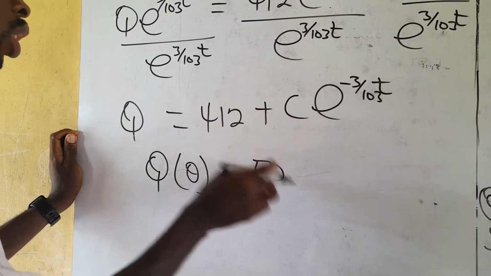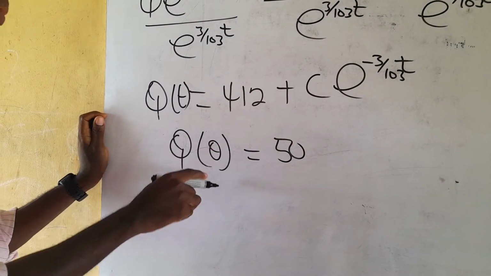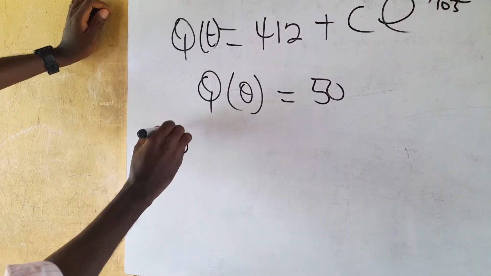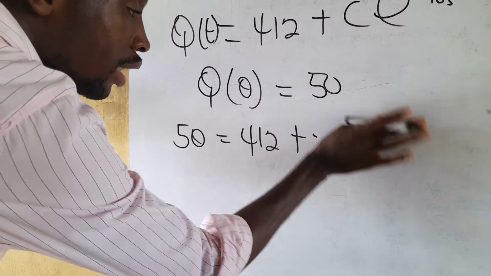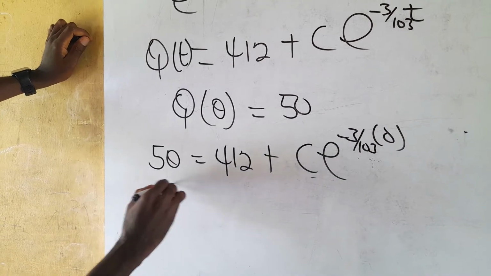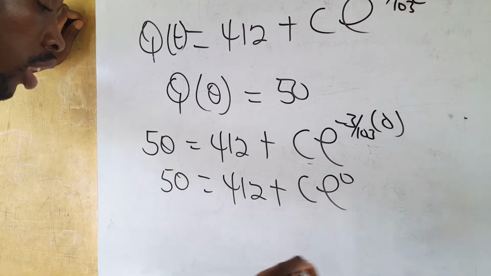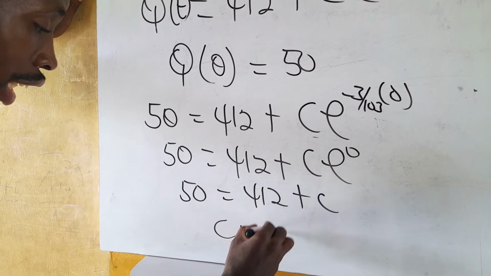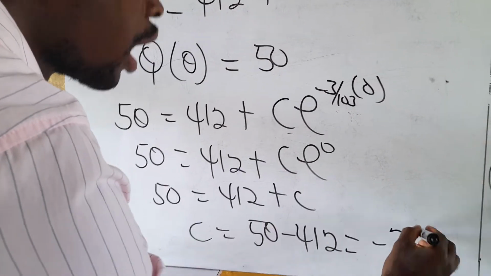So we substitute when Q is 50 and T is 0 to find our constant. So we can say that 50 will be equal to 412 plus C e exponent negative 3 over 103 times 0. So 50 is equal to 412 plus C times e exponent 0, and e exponent 0 is 1. So 50 will just be equal to 412 plus C. So our C will be 50 minus 412, which is equal to negative 362.